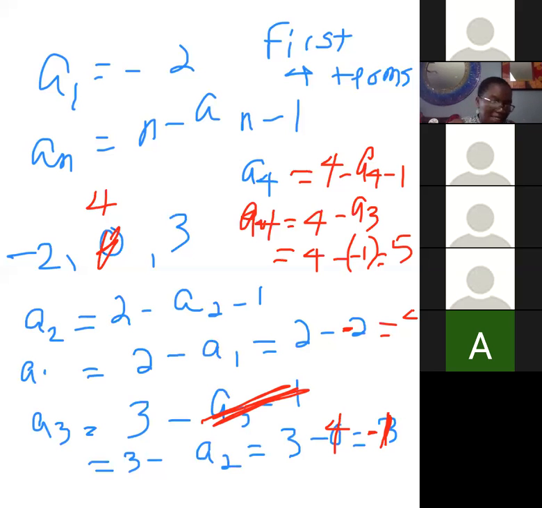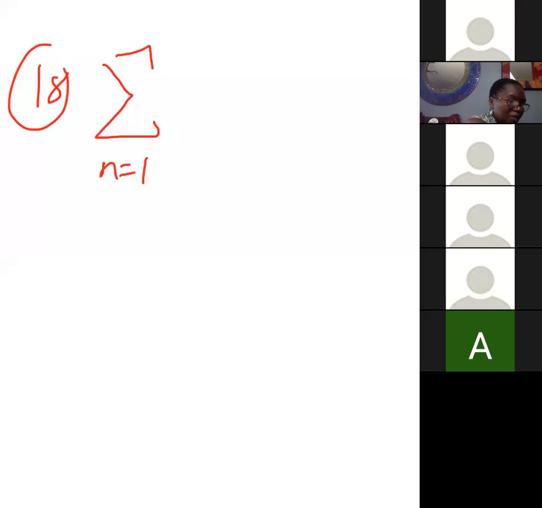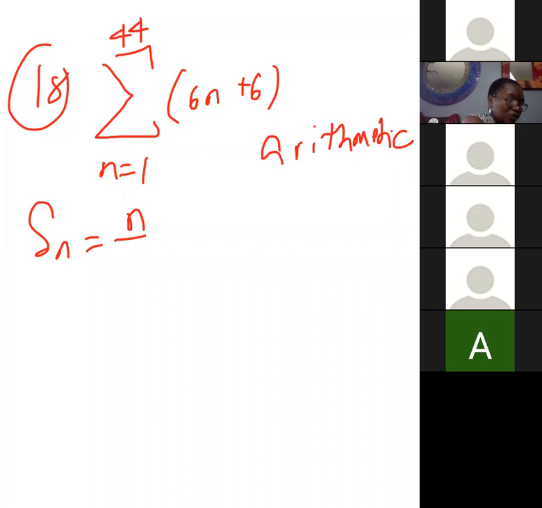Okay, 18, guys, is one of the summation notation, the sigma notation problems. It is to find the sum where n equals 1 is the lower limit, the upper limit is 44, and the formula is 6n plus 6. And of course, you can do it on your calculators. This is an arithmetic sequence, and when we are finding the sum of the terms in an arithmetic sequence, we use the formula n over 2 times a1 plus an.